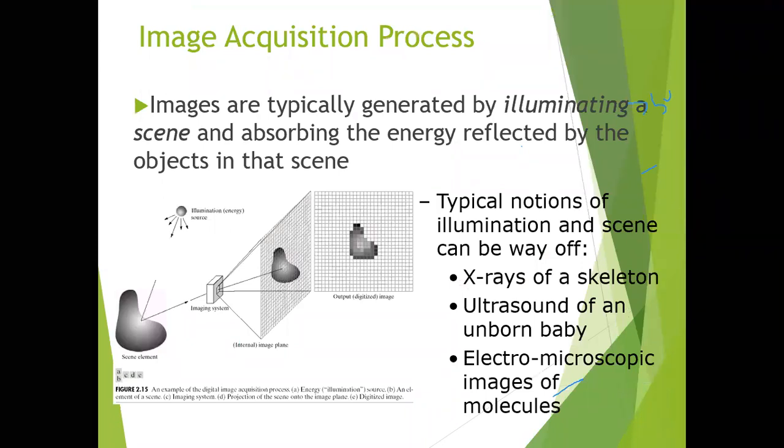So a picture is there. For example, a scene element is present on the left hand side, and it is passed through the imaging system. Then it is represented in the same way, whatever the intensity values present, you can represent like this only.